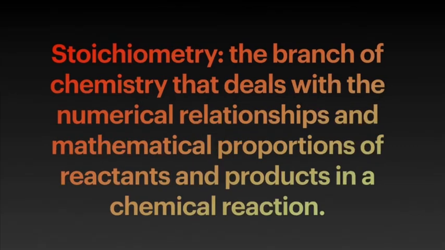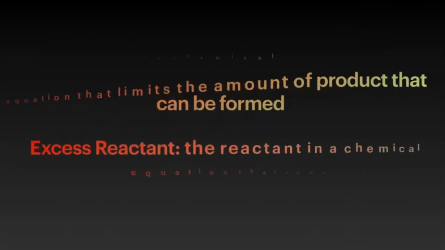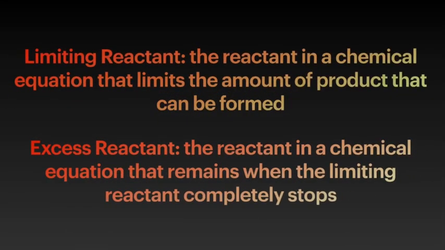Stoichiometry: the branch of chemistry that deals with the numerical relationships and mathematical proportions of reactants and products in a chemical reaction. Limiting reactant: the reactant in a chemical equation that limits the amount of product that can be formed. Excess reactant: the reactant in a chemical equation that remains when the limiting reactant completely stops.